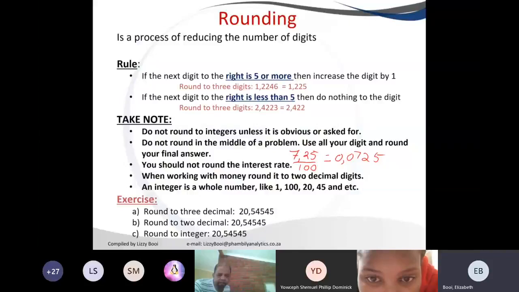When you're working with money, especially when we do financial math or we calculate the growth rate and the profit and the revenues, please remember that money is to 2 decimal places because we're working with cents, unless they ask you to leave your answer to the nearest rand. Otherwise, every time you work with money, money is always to 2 decimal places. If the question asks you to round off to an integer, it means they're asking you to round to a whole number, like 1, 1,000, 100, a million. Those are integers. They're like your whole numbers.